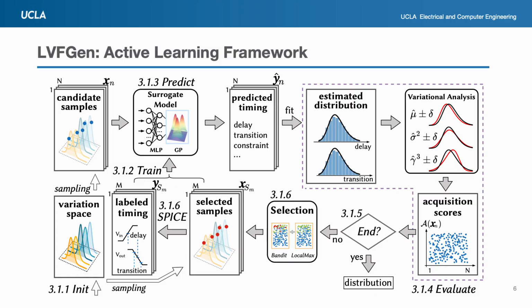Here is the overview of the proposed LVF Gene. It's an iterative framework. For each iteration, we train the surrogate model with the currently observed samples and timing, then predict the timing for all candidate samples and estimate the distribution with the prediction. Then we evaluate the acquisition score for each candidate sample, and according to the acquisition score, we select some samples to do the real SPICE simulation to obtain the timing. Then we can update our surrogate model for the next iteration. I will introduce each part later.